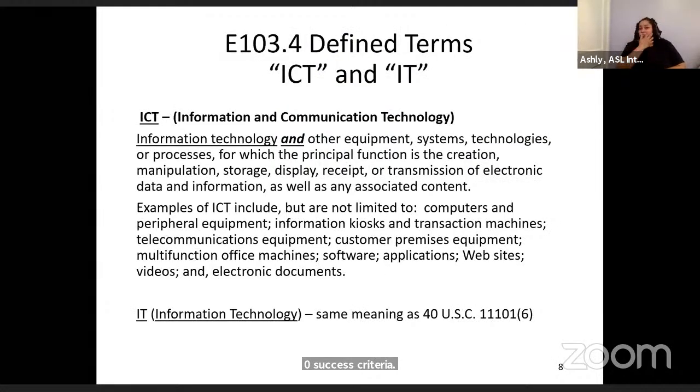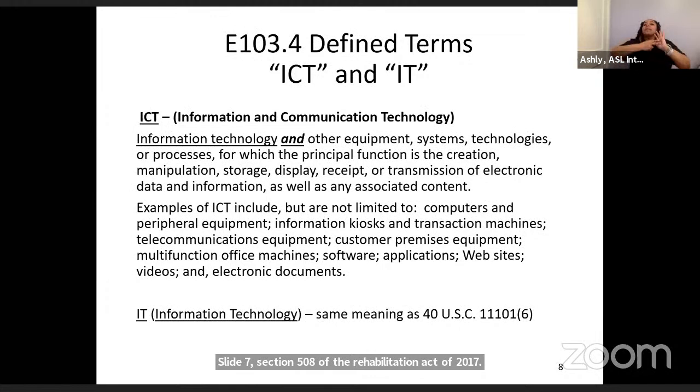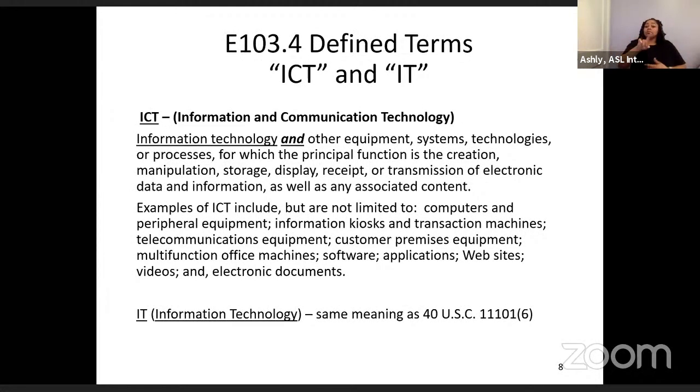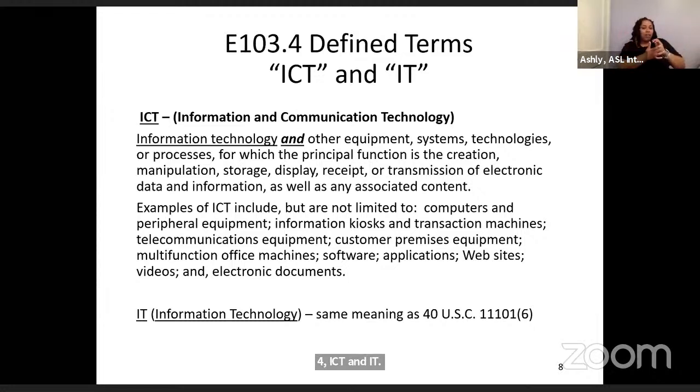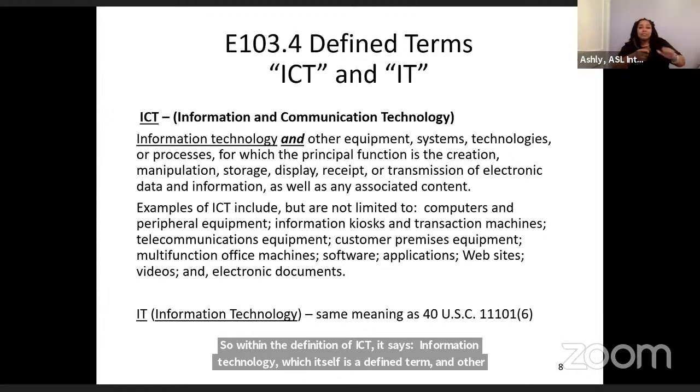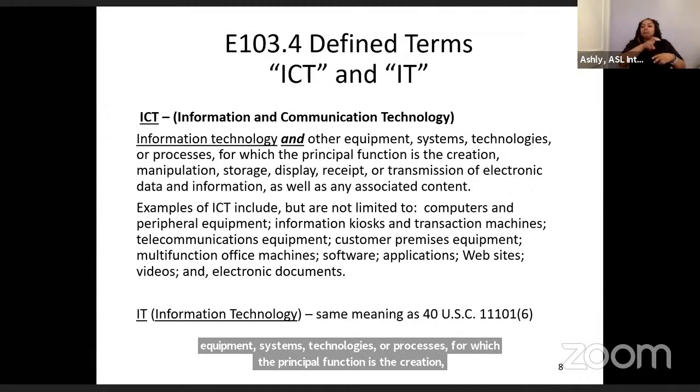So the first thing we need to know is that we talk about defined terms in the first provision, E103.4: ICT and IT. ICT is information and communication technology. Within the definition of ICT, it says information technology, which itself is a defined term, and other equipment, systems, technologies, or processes for which the principal function is the creation, manipulation, storage, display, receipt, or transmission of electronic data and information, as well as any associated content.